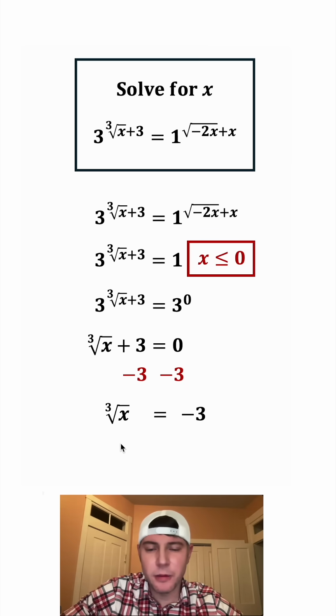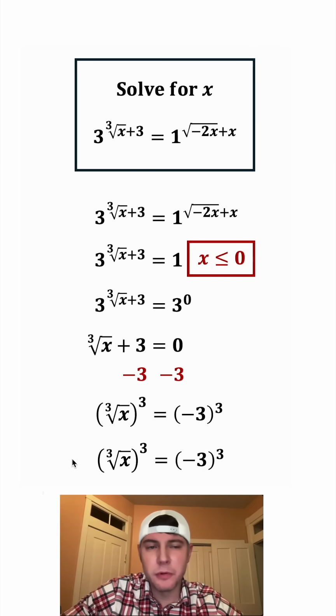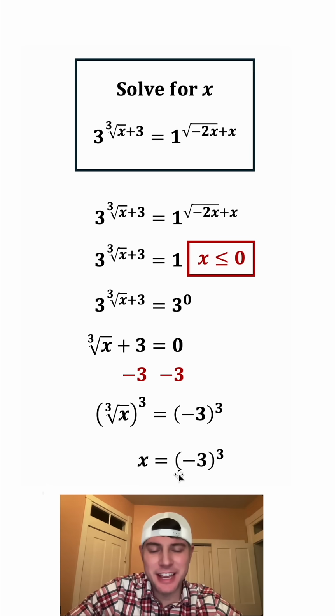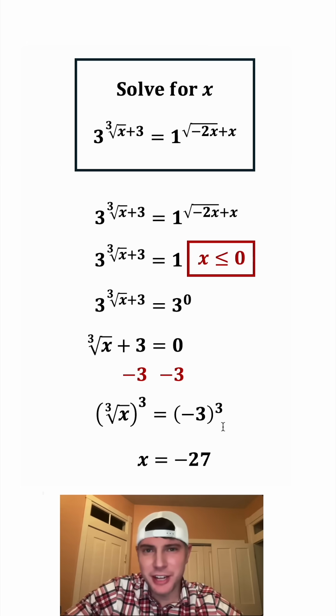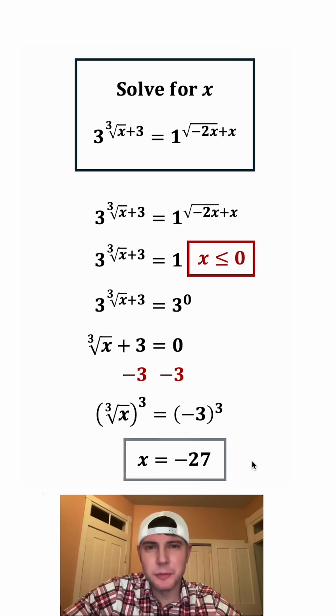And then to get the x all by itself, we can cube both sides. On the left-hand side, the cube root and the cube will cancel each other out, leaving us with x. And then on the right-hand side, negative 3 cubed is negative 27. And that is the answer to our question, x is equal to negative 27. Let's put a box around it.